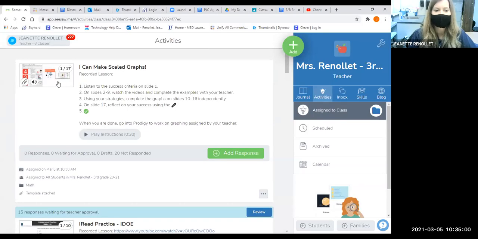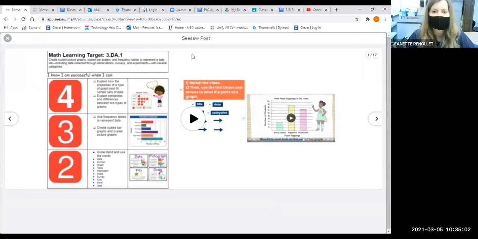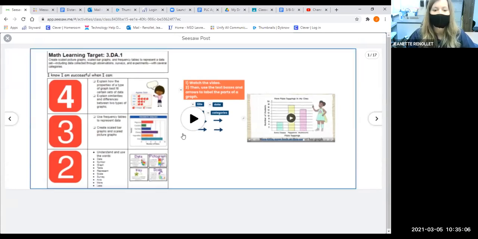In math today, we are going to continue learning about data and graphs. We're going to begin today by listening to our success criteria and how we can use frequency tables to create a scaled graph.